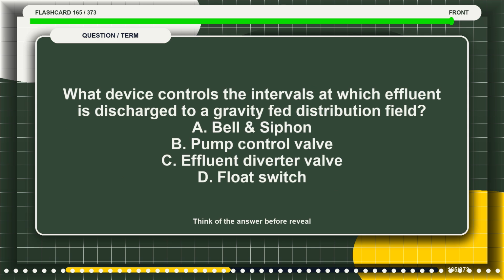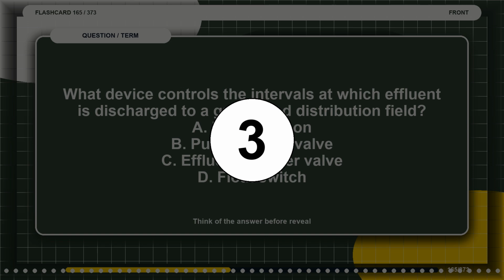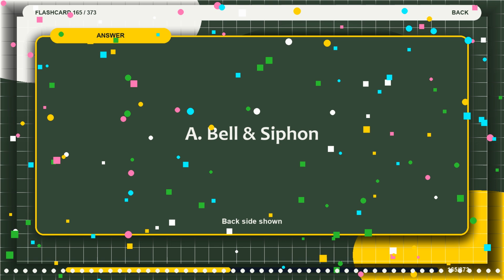Flashcard 165. What device controls the intervals at which effluent is discharged to a gravity-fed distribution field? A. Bell and siphon. B. Pump control valve. C. Effluent diverter valve. D. Float switch. Think of the answer before the reveal. The answer is A. Bell and siphon.